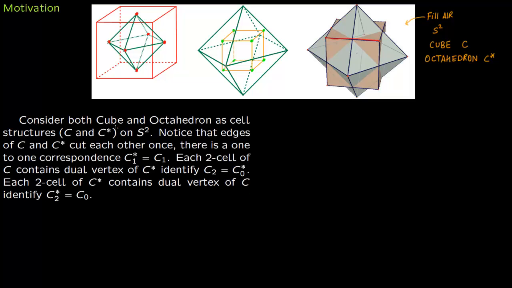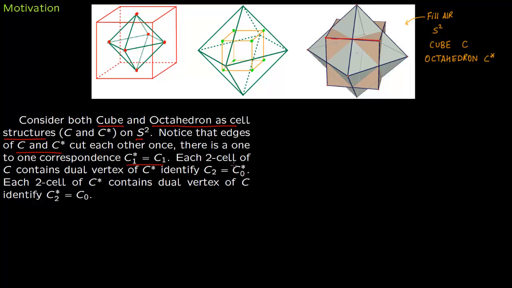So let us write this. You consider both cube and octahedron as cell structures, C and C star on S2. And we have noticed that the edges of C and C star cut each other once. So there is a one-to-one correspondence between the edges. So C1 star is equal to C1.